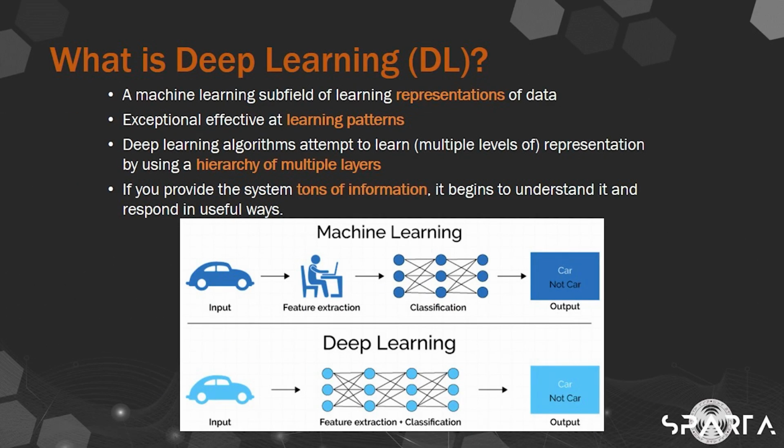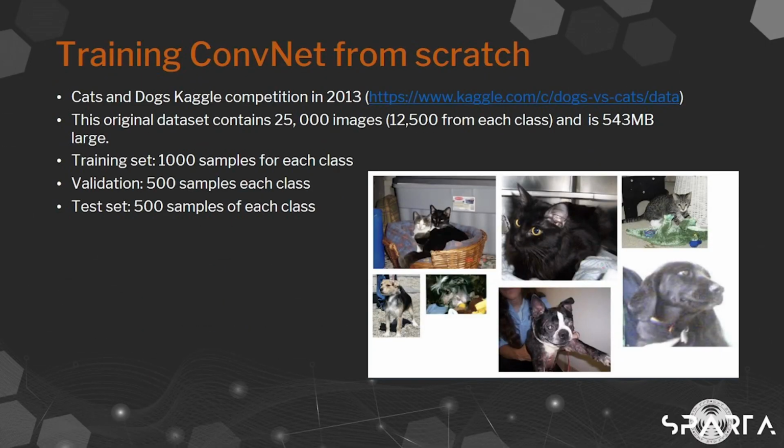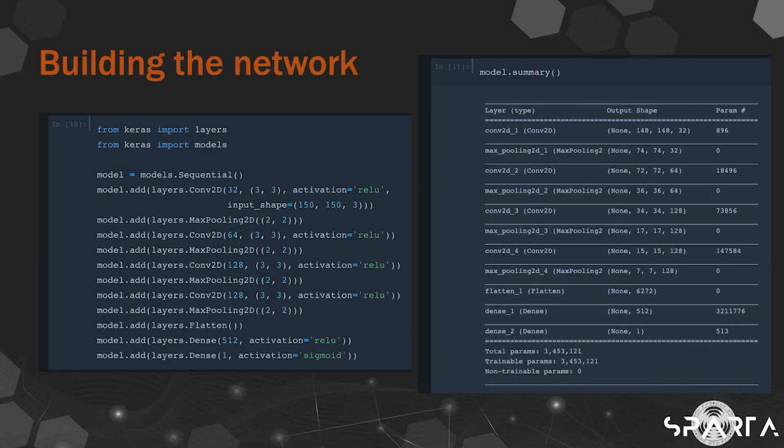Deep learning is a subfield of machine learning to represent data in a learning pattern. Deep learning's learned features are easy to adapt and fast to learn. In this topic, we'll review one basic strategy to tackle the dog and cat classification problem. This dataset contains 25,000 images of dogs and 12,500 cats. After downloading and uncompressing it, you will create a new dataset containing three subsets.